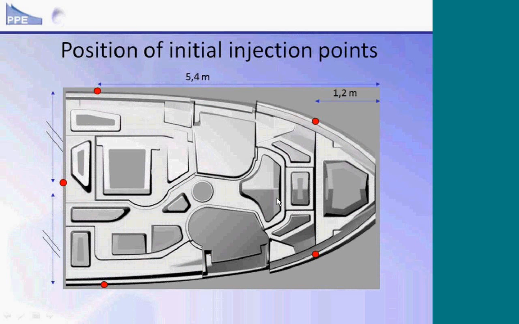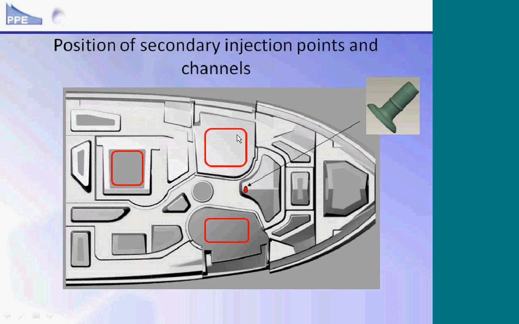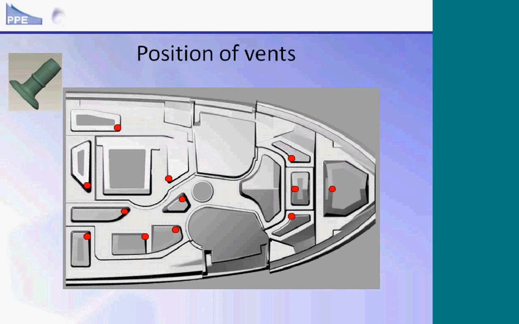So directly coming from the simulation, we can end up with such a document that explains and details the position of the injection point, and we will be able to transfer this document directly to the subcontractor in charge of the mold manufacturing. So this is for the injection point. This is for the secondary injection gates, and we have exactly the same document for the position of the vents.